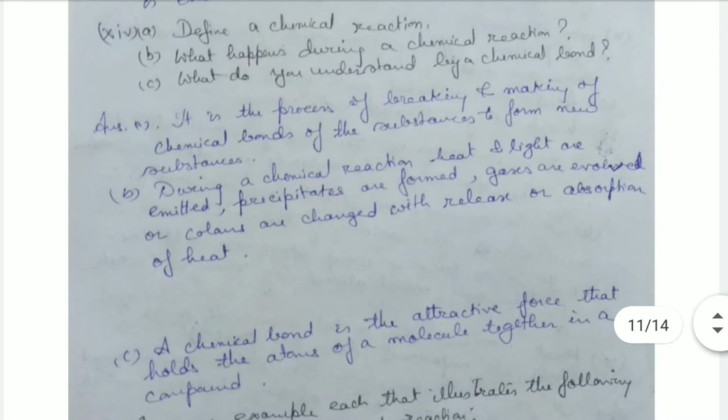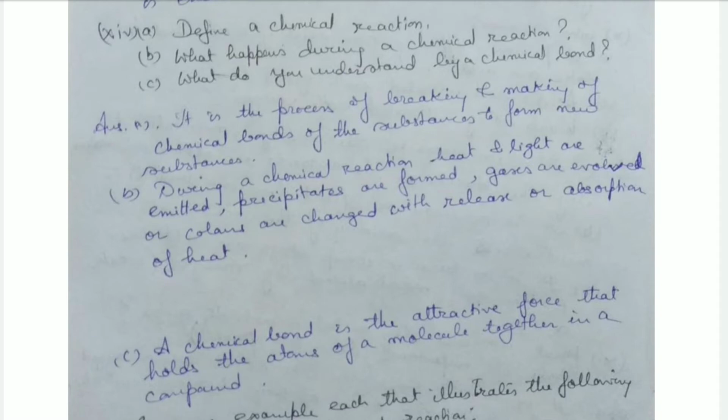So first is define a chemical reaction and what happens during a chemical reaction and what do you understand by a chemical bond. Okay, so chemical reaction is a process of breaking and making of chemical bonds of substance. First, the chemical bond is broken, or it can be made also of the substances to form new substances. New substances are formed.